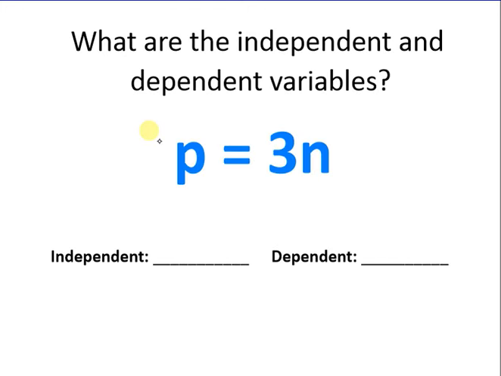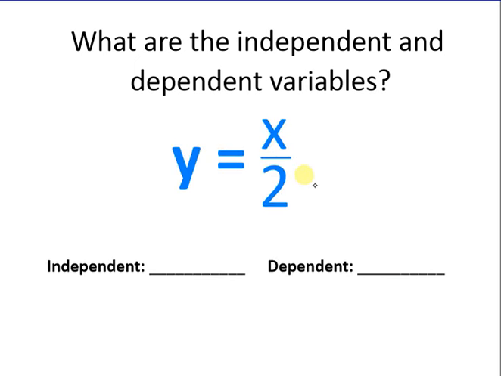Now let's look at actual situations. What are the independent and the dependent variables? Remember I told you that the independent variable is the one that has the operation being performed to it. So in this case, which one has an operation being performed to it? Well, the n does right here because it has a 3 being multiplied to it. So the n is the independent, and that leaves the p to be the dependent, because whatever the n decides to do will impact what happens to the p.